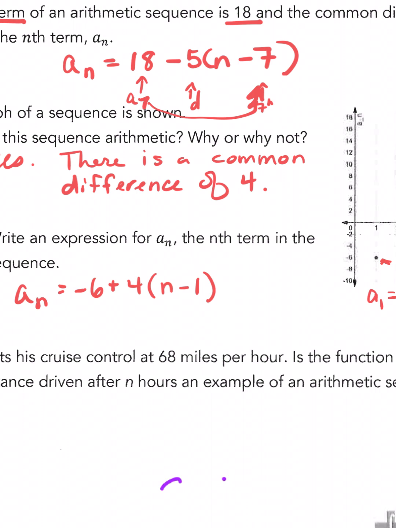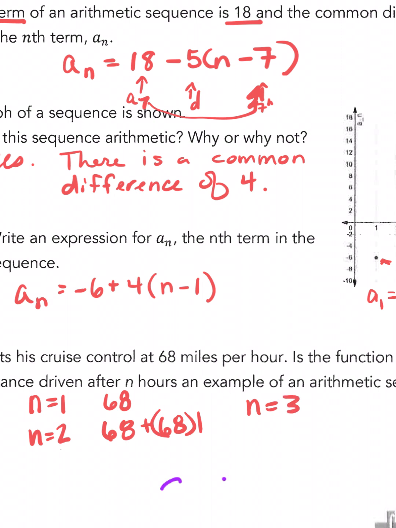Here's the problem. We're asking for total distance driven for n hours. So if n equals 1, how far has he driven? 68. After 2 hours, how do we figure out how far he's gone? So 68 plus another 68, that's 1 more hour. So n equals 3, 68 plus another 2 at 68.